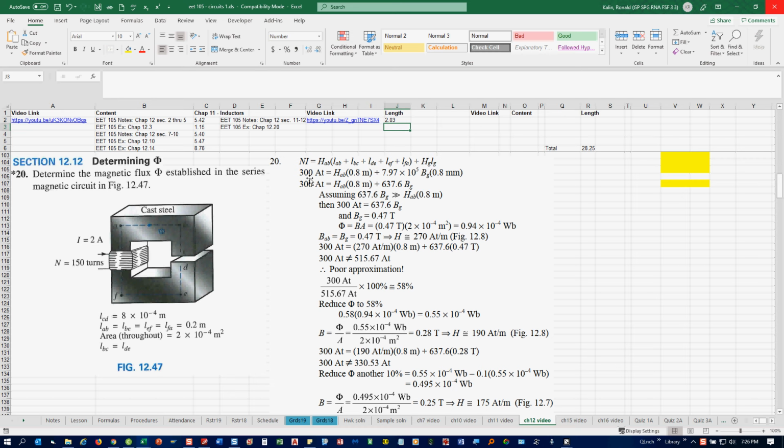So 2 times 150 is 300, and then H, and when you add up all these lengths, you have to figure out what these two are. You get 0.8 meters. This would be this length plus this length plus this length plus this length plus this length. It's 0.8 meters. And then H of air is going to be Bg divided by mu 0, which is 7.97 times 10 to the 5th times Bg. So here's the times the length of the gap.